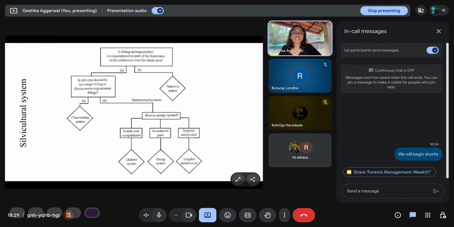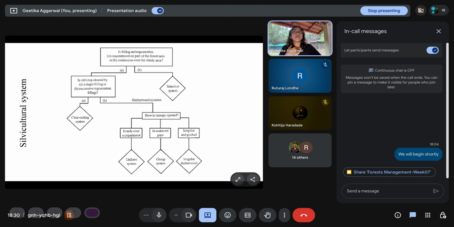Moving on, there's this flowchart in which different silvicultural systems have been mentioned. Which system you're going to use depends on what is going on in this flowchart. First of all, you ask yourself, is the felling and regeneration either concentrated on one part of the forest or continuous over the whole area? If it is concentrated on a particular part of the forest, then the next question is, is the old crop cleared in a single felling?